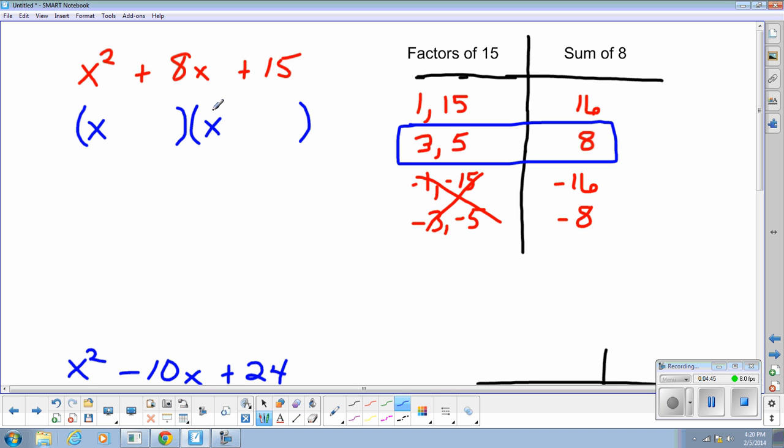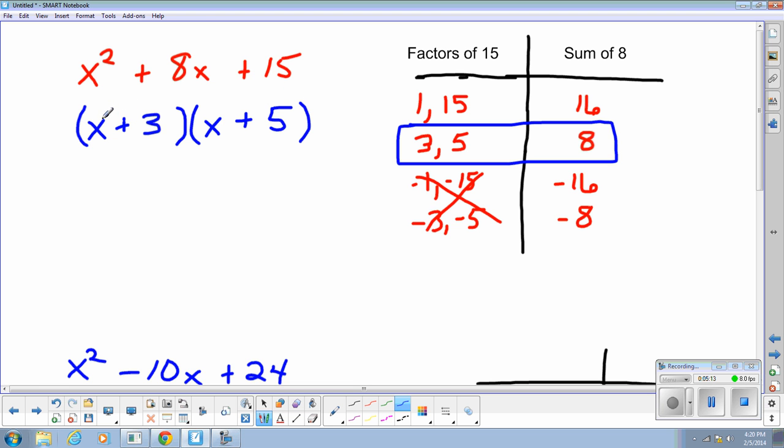Well, then the next thing that I do is I have this x times a number, and then the number times the other x. That's what we did when we multiplied. So I have found that the factors 3 and 5 will add to 8. What I do is I write plus 3 and plus 5. So now I have factors 3x and 5x.